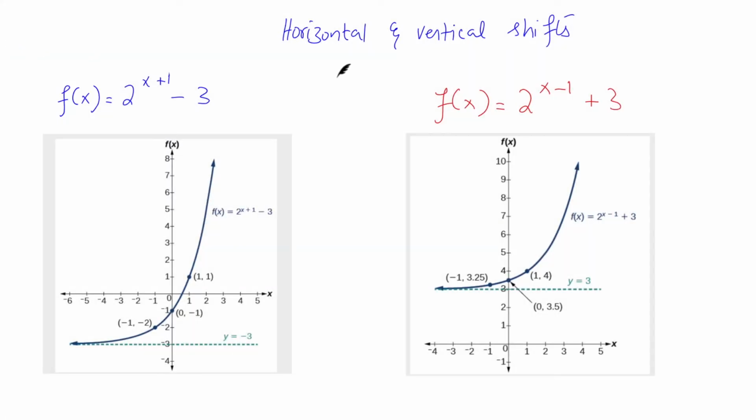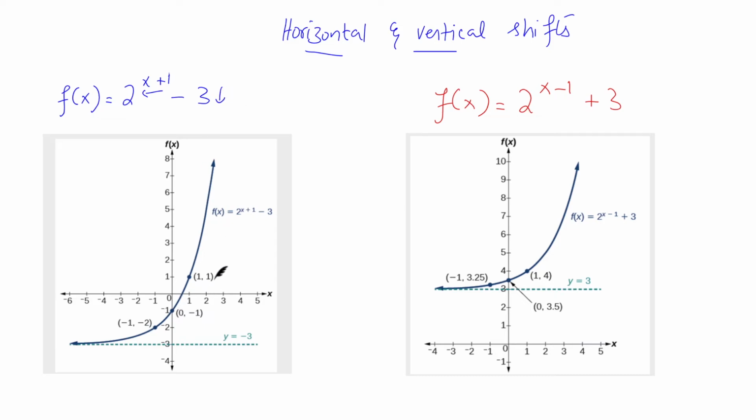Let's now have a look at both the shifts together, horizontal and vertical shifts. So if you have an equation like this, which is f of x equals 2 raised to power x plus 1 minus 3. Now this basically tells us that the graph will move 1 unit to the left. You are adding a value into the value of x. And this is basically f of x minus z, that the graph will move 3 units downwards. So the graph will basically look like this.